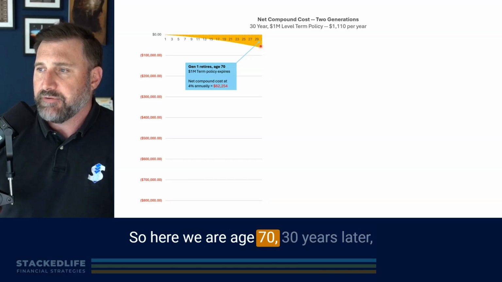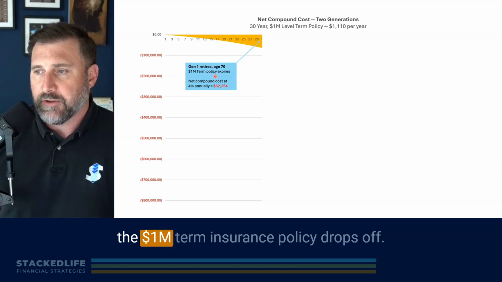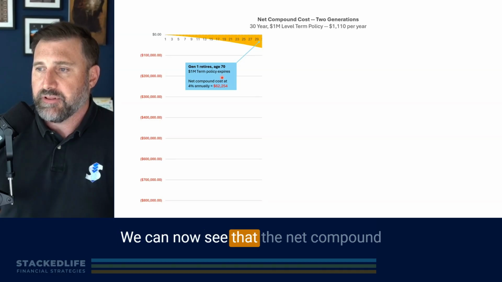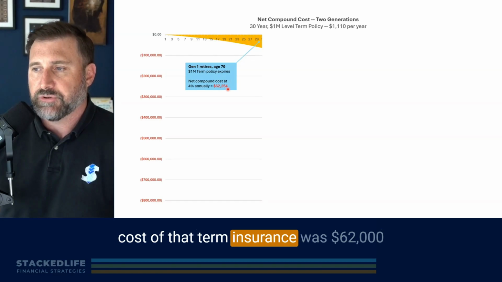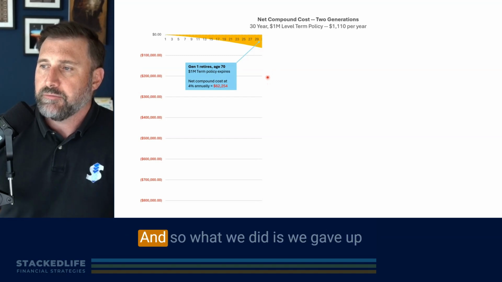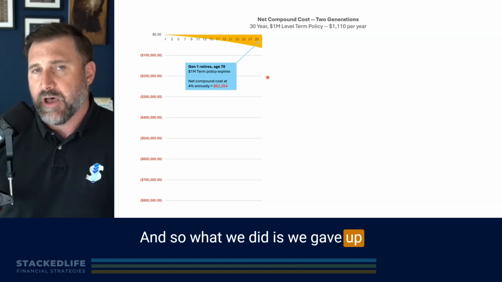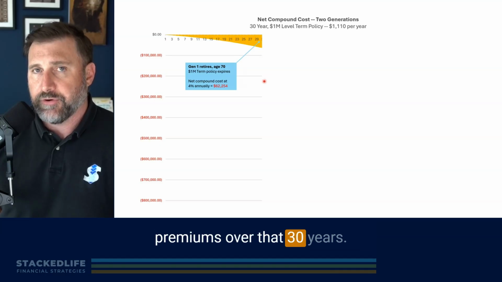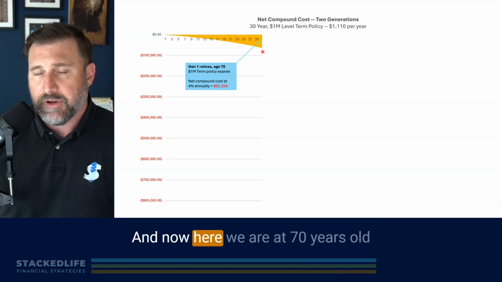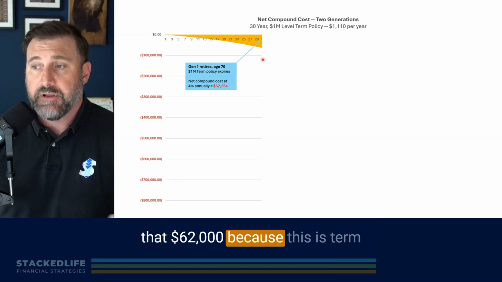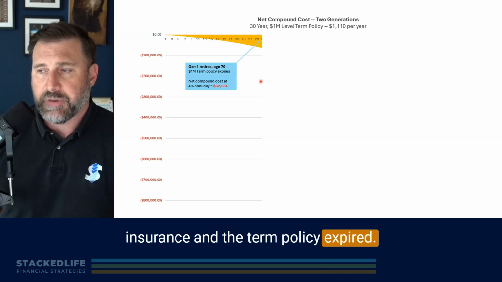So here we are, age 70, 30 years later, the $1 million term insurance policy drops off, it expires, and we can now see that the net compound cost of that term insurance was $62,000, assuming a 4% annual cost of money. So we gave up $62,000 with those term insurance premiums over those 30 years. That's what we gave up. And now here we are at 70 years old, and we have nothing to show for that $62,000 because this is term insurance and the term policy expired.